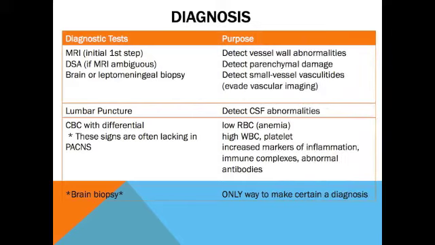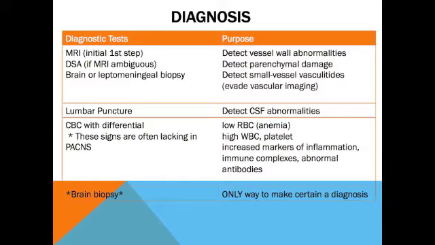Clinical diagnosis is difficult. It is based on a person's medical history, symptoms, complete physical exam, and results of special lab tests. Usually there is an initial MRI to assess degree of blood vessel wall changes or damage. If these results are ambiguous, a digital subtraction angiography is performed. Small vessel vasculitides evade detection by vascular imaging and require a brain or leptomeningeal biopsy.